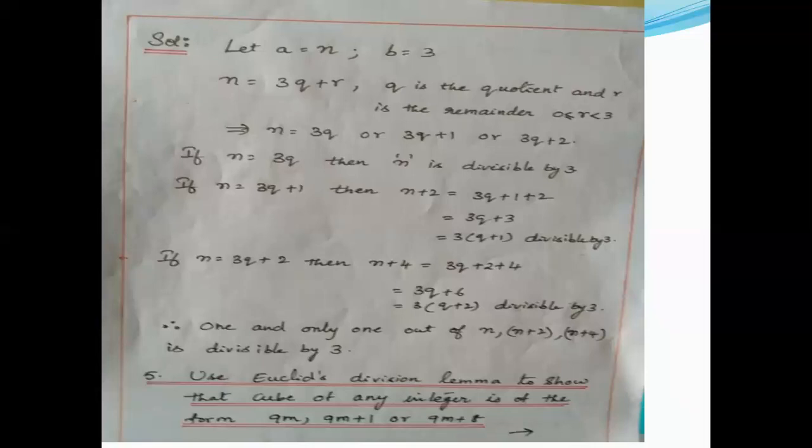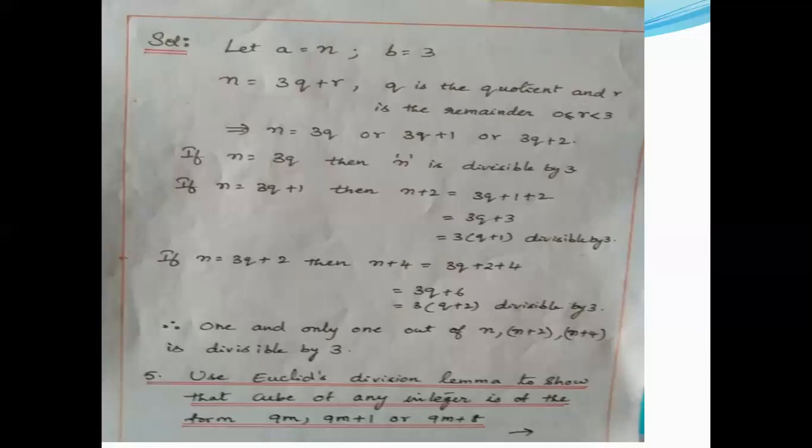Now, suppose n is equal to 3q plus 2, then according to the question, the third one is n plus 4. That is 3q plus 2 plus 4, which is equal to 3q plus 6. We can take 3 common there, so we'll get 3 into q plus 2. Again, q plus 2 is a multiple of 3, so it is divisible by 3. Therefore, one and only one out of n plus 2 or n plus 4 is divisible by 3.